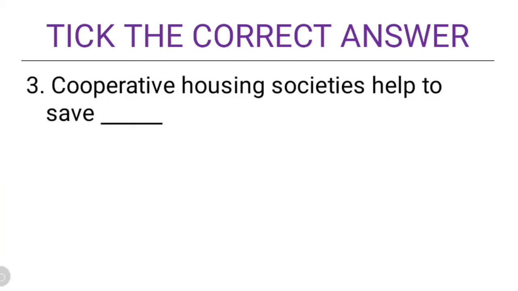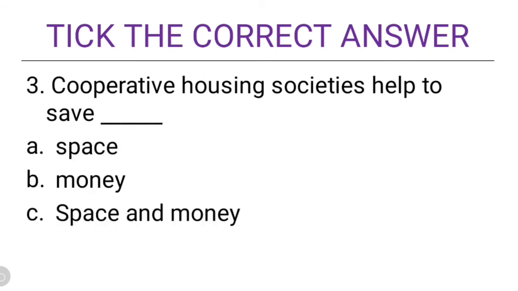Third question. Cooperative housing societies help to save dash. Options: space, money, space and money, water. Actually, these cooperative housing societies save both space and money. So the correct option is C, space and money.